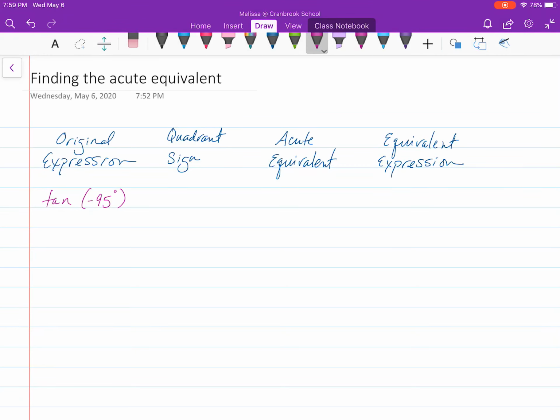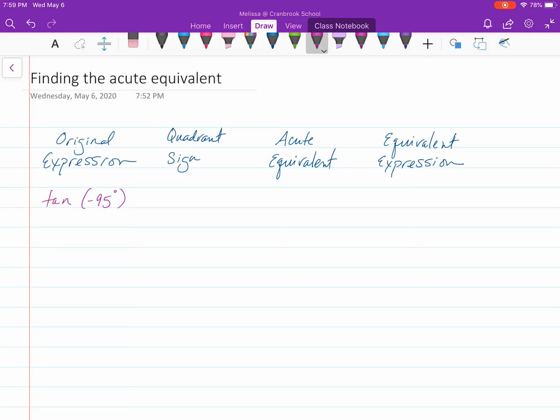Okay, in this example, I'm going to walk you through how to find the acute equivalent in the event that your angle is negative, such as the one that you see here, where my original expression is the tangent of negative 95. So it's essentially the same way that you've done it with the previous ones, except the negative indicates that we will be going clockwise around the unit circle instead of anti-clockwise.